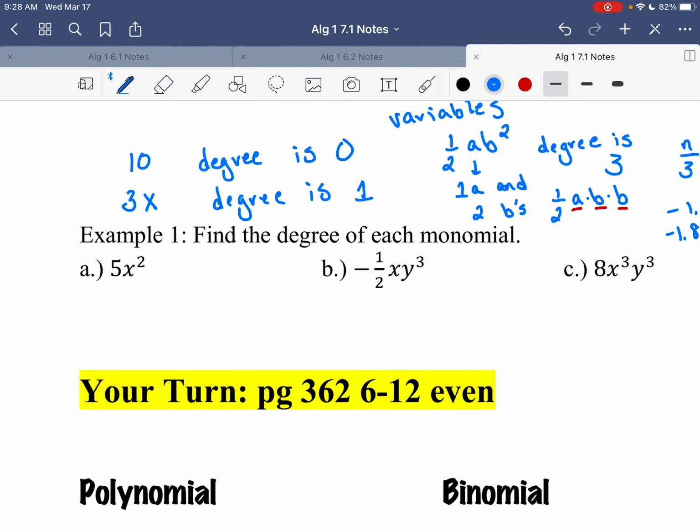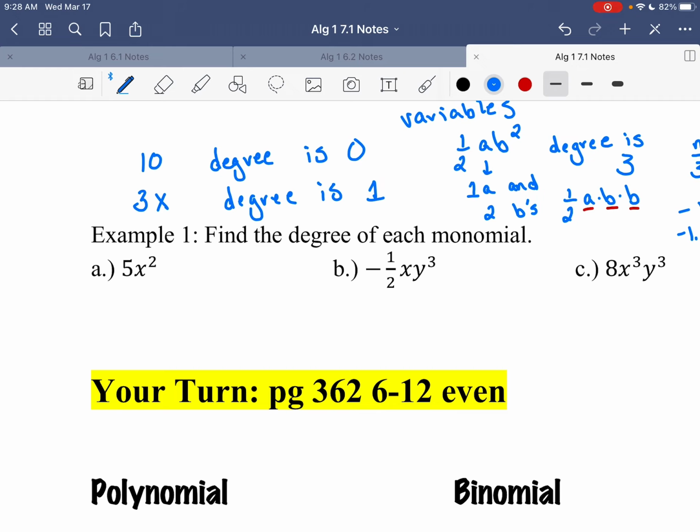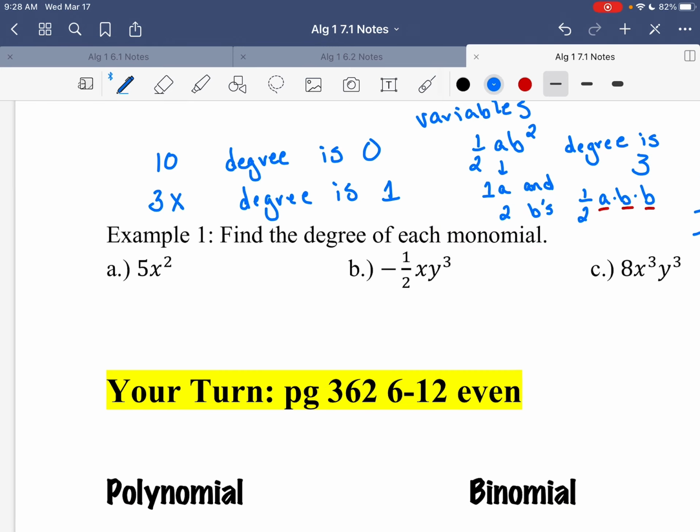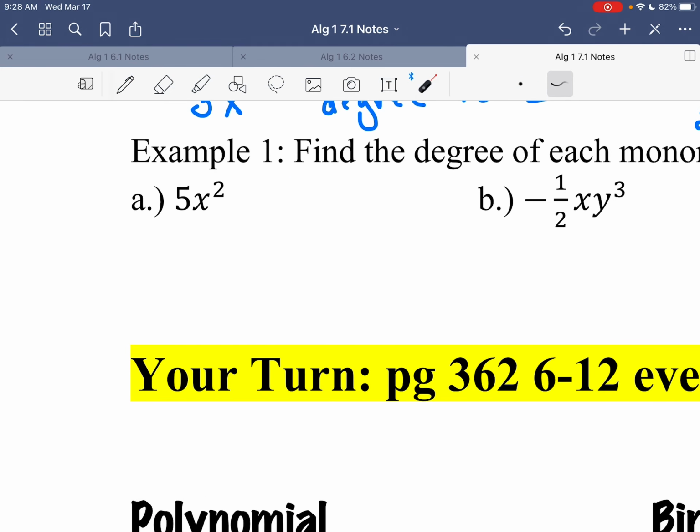Right, so let's go ahead and find the degree of each of these monomials. They tell us in the directions that these are monomials, we need to find the degree. So we're just looking for the number of x's, the number of variables. This one here has the 2 x's here, so the degree of that is 2. Because if I was to write this out longhand, we would have 1, 2 x's.